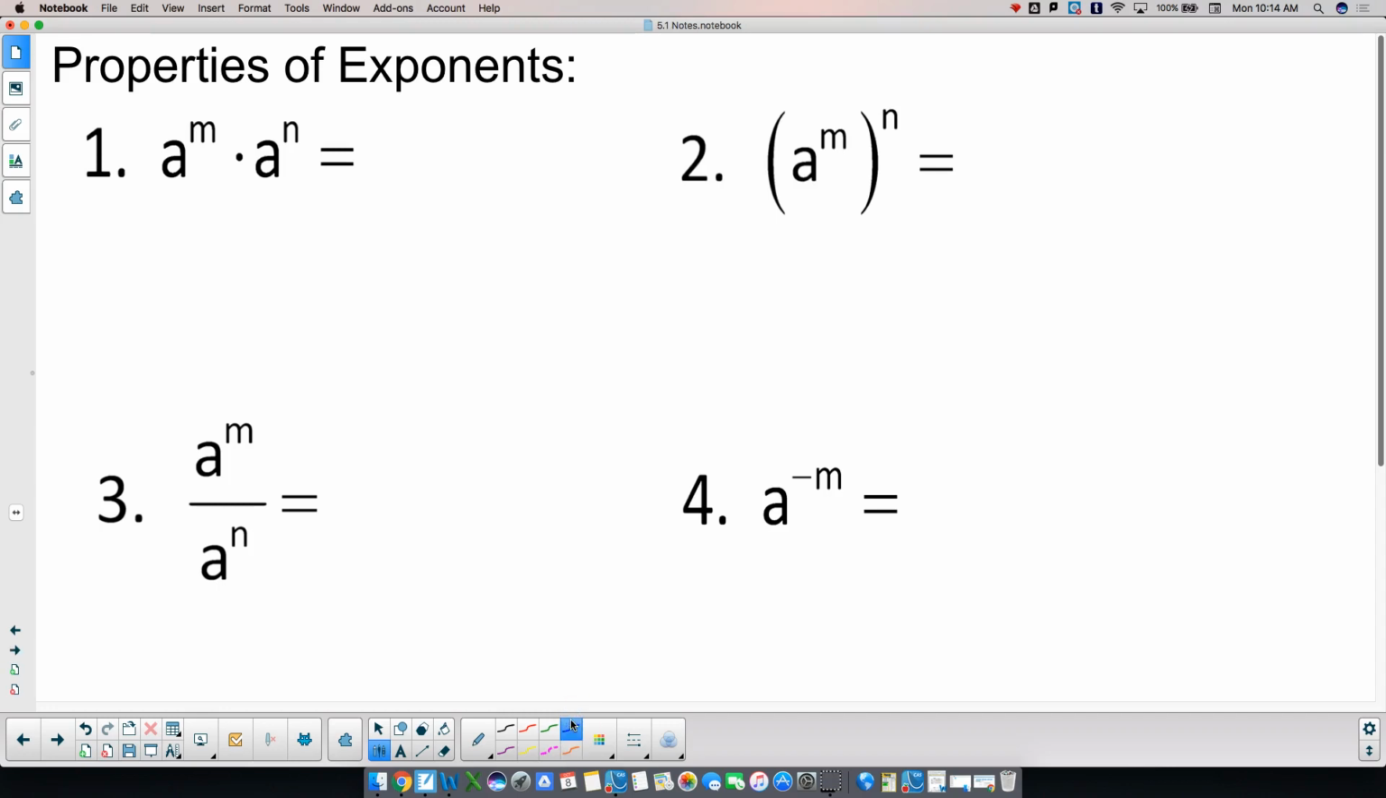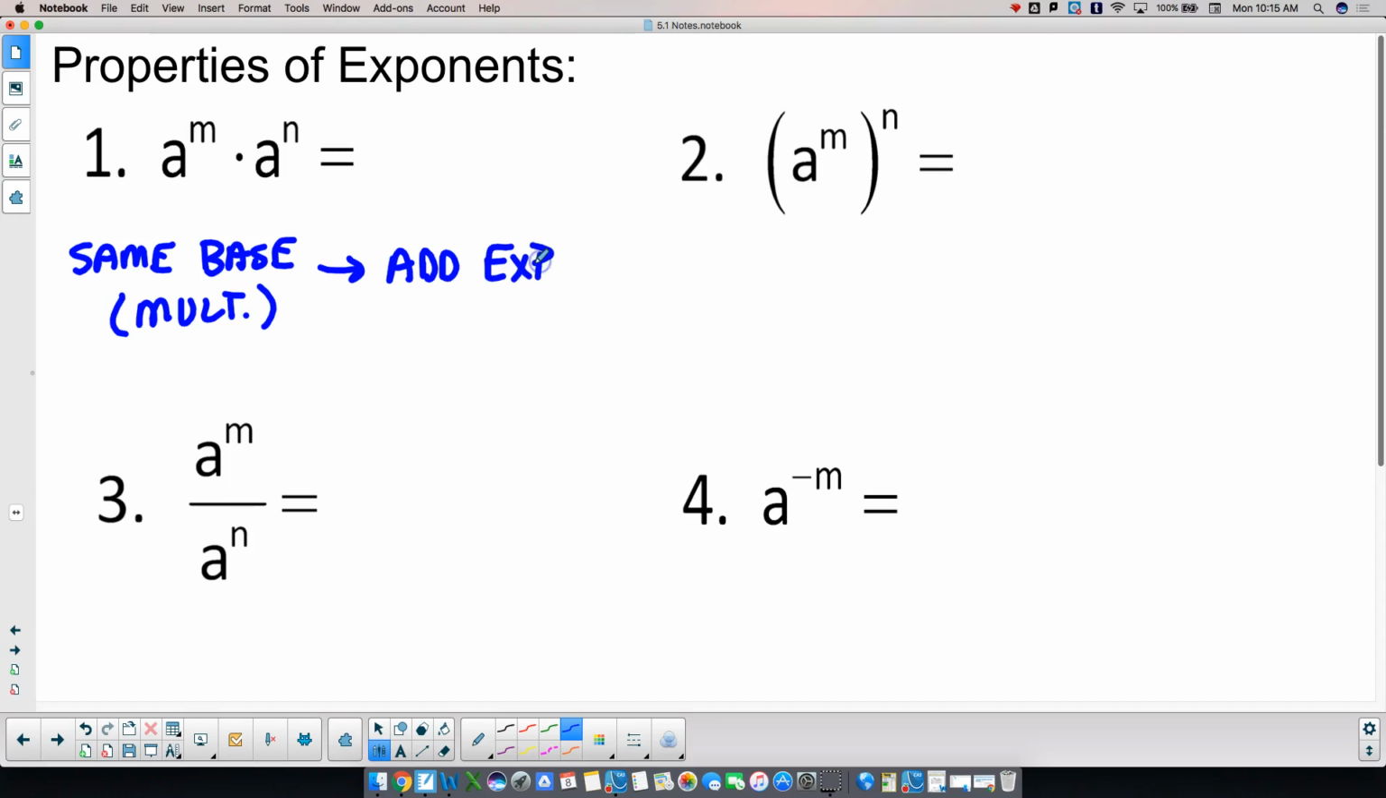Okay? So, on this first one, when I have the same base and I am multiplying, I add the exponents. The base stays the base, so this is a to the m times a to the n equals a to the m plus n. The base stays, I add the exponents. Okay?